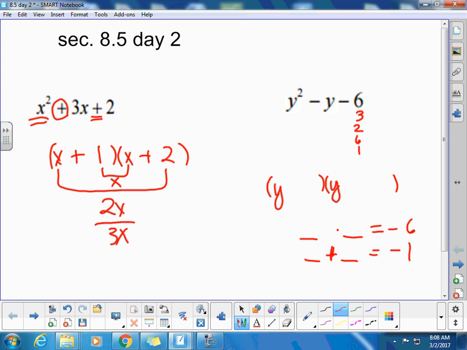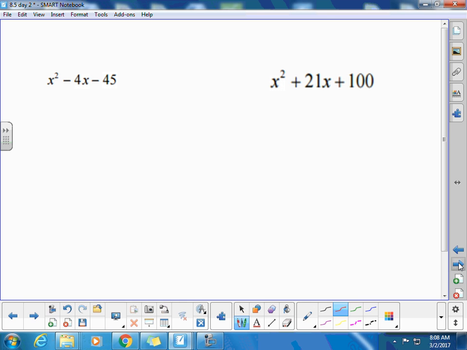So I know it has to be 3 and 2, and I need a negative 1, so I need the negative to be negative 3 and a positive 2. So it's y minus 3, y plus 2. And remember, you can write y plus 2 and then y minus 3. The order doesn't matter because multiplication can be done in any order.